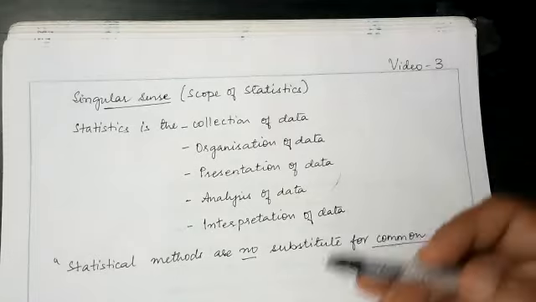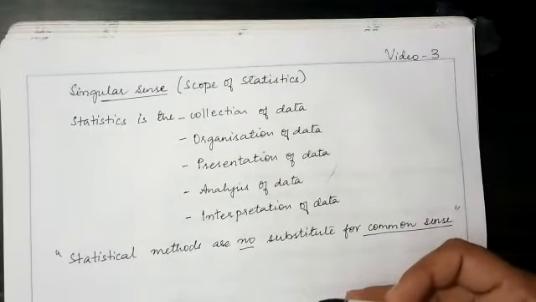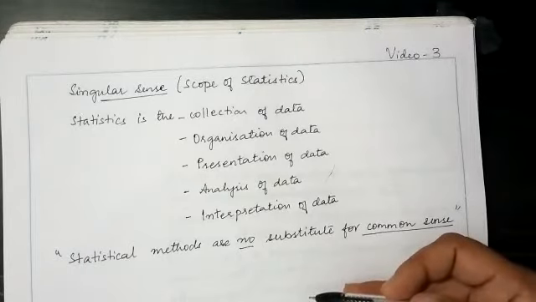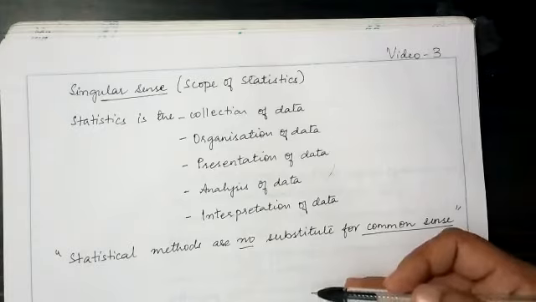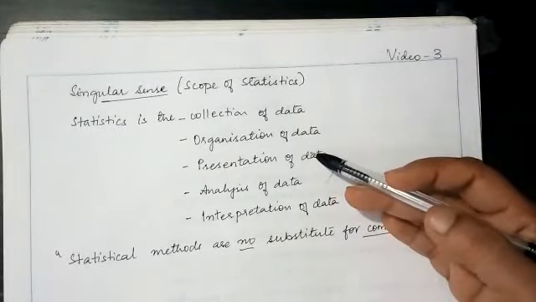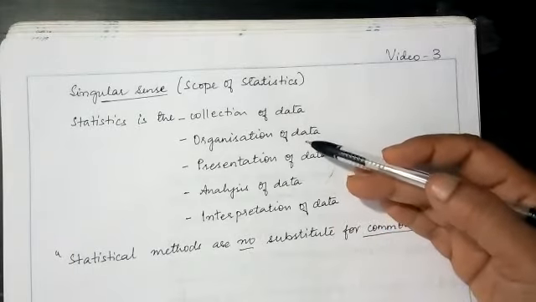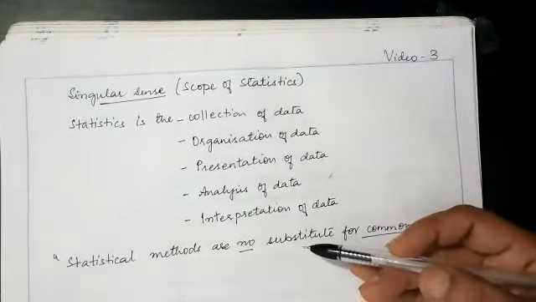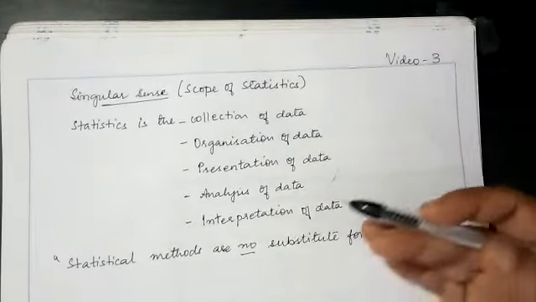The technique of collection of data depends upon the objective of the study. Why we are collecting the data, for which purpose. And the next one is organization of data. After the first collection, the data is organized in a proper form, which involves editing and classification of data.